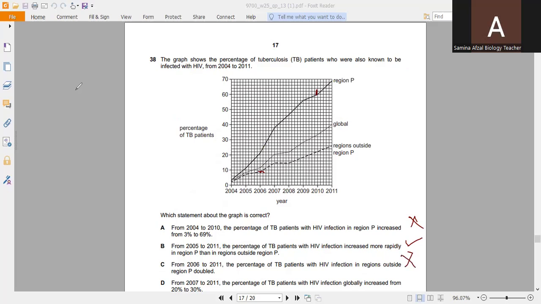From 2007 to 2011, the percentage of TB patients with HIV infection globally increased from 20 to 30%. From 2007 to 2011, globally 20 to 30%. So it is more than 30%. Again, this is not the correct option. So B is the correct option.